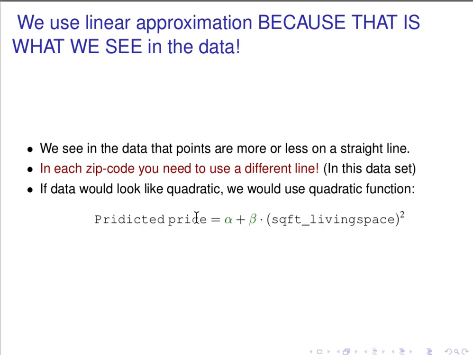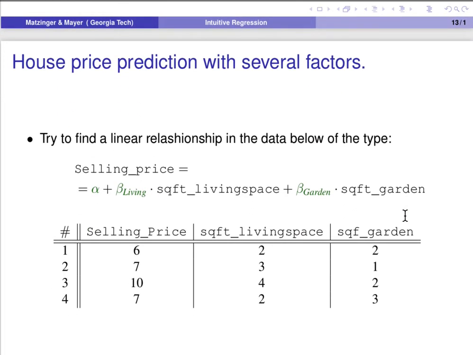We could then predict price equals alpha plus beta times square foot living space squared. And that wouldn't change much, because in your data, you just replace the column with square foot living space by square foot living space squared. You just square all the entries of that data column and then proceed exactly the same. So it would still be linear. The predicted price would be linear, but in square foot living space squared. So it wouldn't change much.